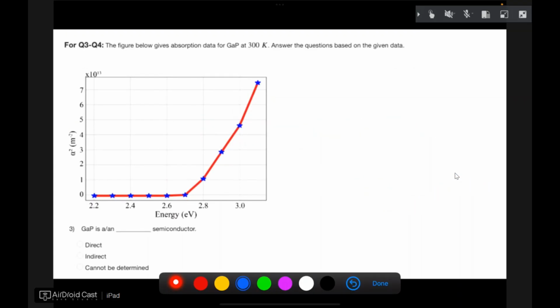This is a very interesting question. The figure below gives absorption data for gallium phosphide at 300 Kelvin. Answer the questions based on the given data. We are given the alpha square versus energy plot. First of all, the graph is between alpha square and energy, not alpha and eV. That is the first main point.